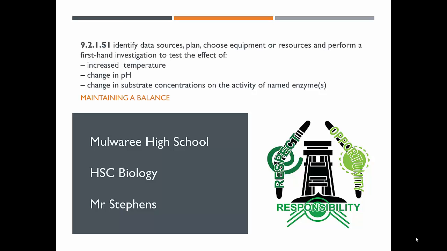So it's 9.2.1.S1. Identify data sources, plan, choose equipment or resources, and perform a first-hand investigation to test the effect of increased temperature, change in pH, and change in substrate concentration on the activity of named enzymes.